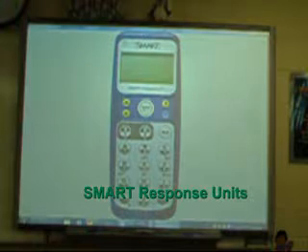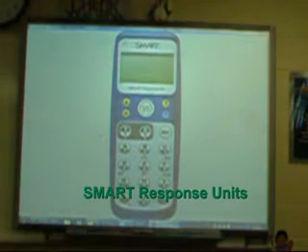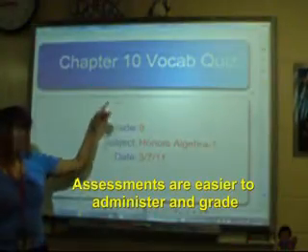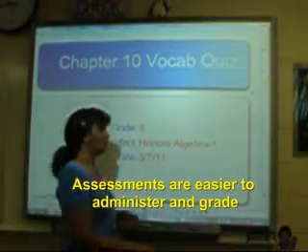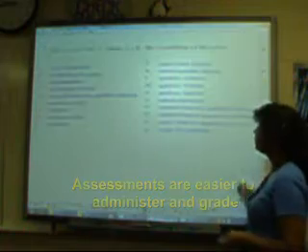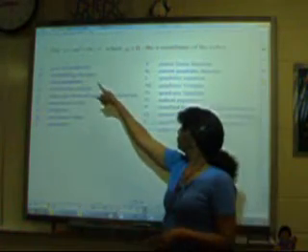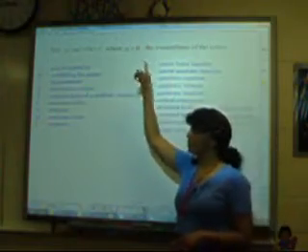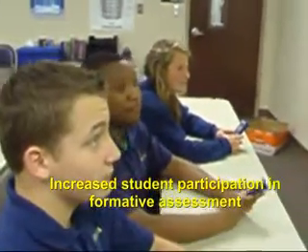With the addition of our Smart Response units, it only takes the push of a button to assess individual and class understanding. Formative and summative assessments are completed with ease. This insight helps me to adapt lessons based on student responses and results.